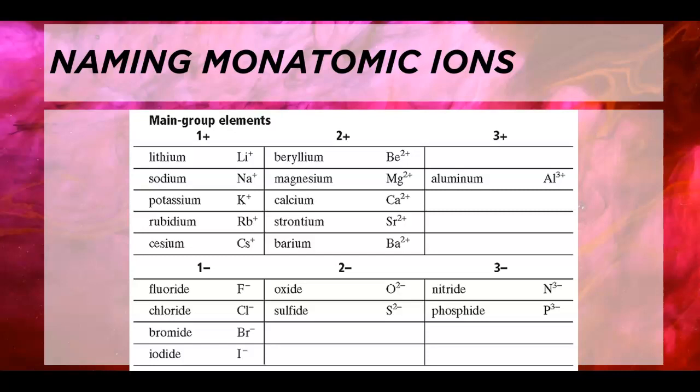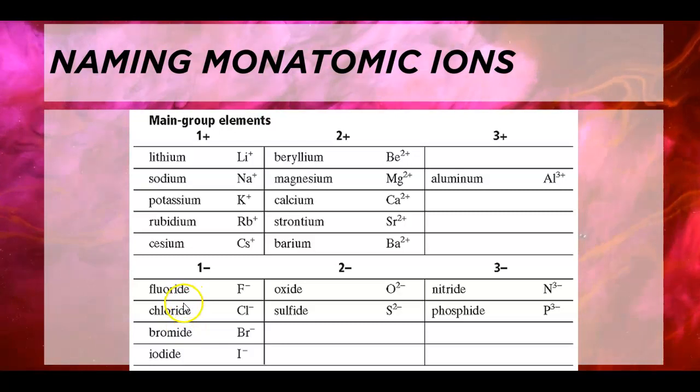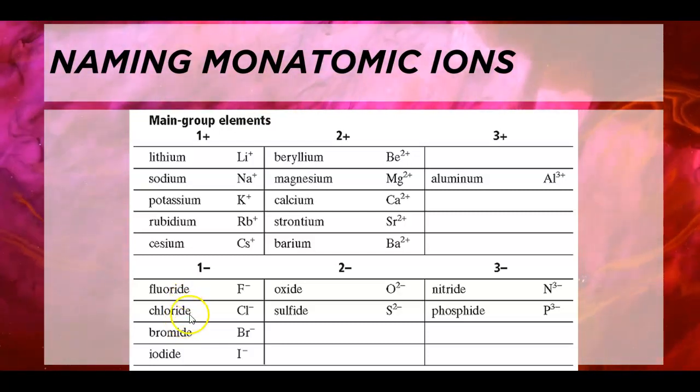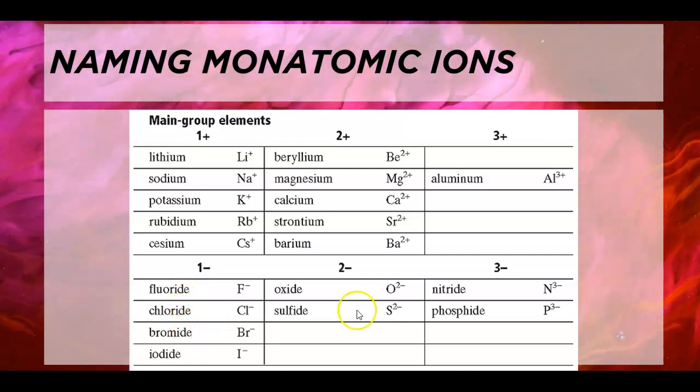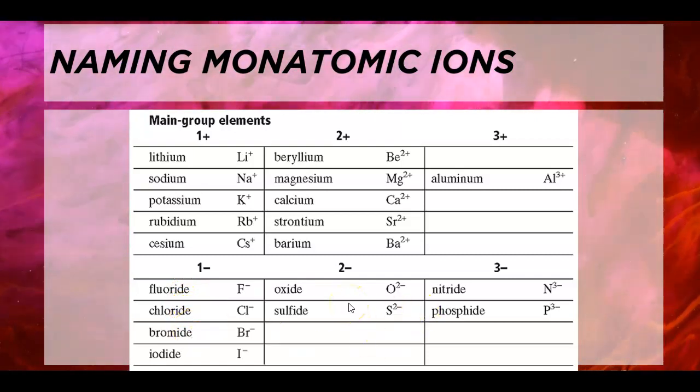Here are some common main group elements. Notice the positive ones like lithium, sodium, and potassium. They retain their name, whereas fluorine, chlorine, and bromine become fluoride, chloride, and bromide. Those negative ones take the "ide" suffix.